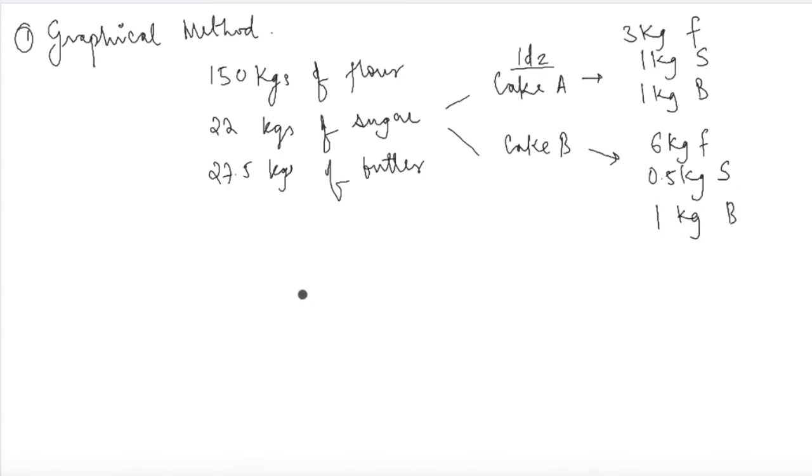Okay. Now suppose the profit that the baker gets by selling 1 dozen of cake A is rupees 20. So the profit that the baker receives by selling 1 dozen of cake A is 20 and the same value for cake B is 30. You want to know, given the conditions, given the constraints that the baker has, the constraints are on these resources. These are the resources for the baker: flour, sugar and butter.